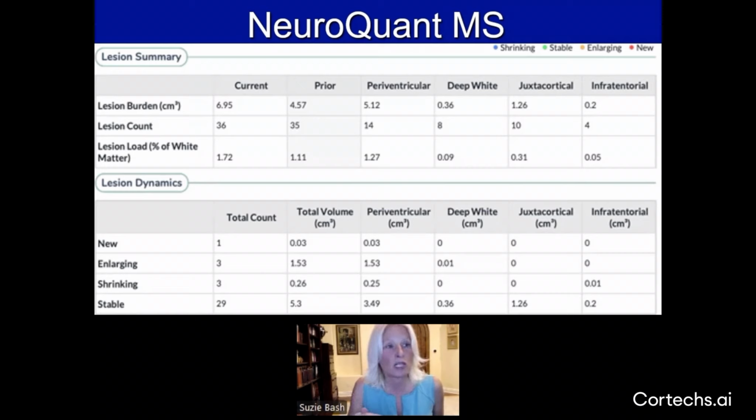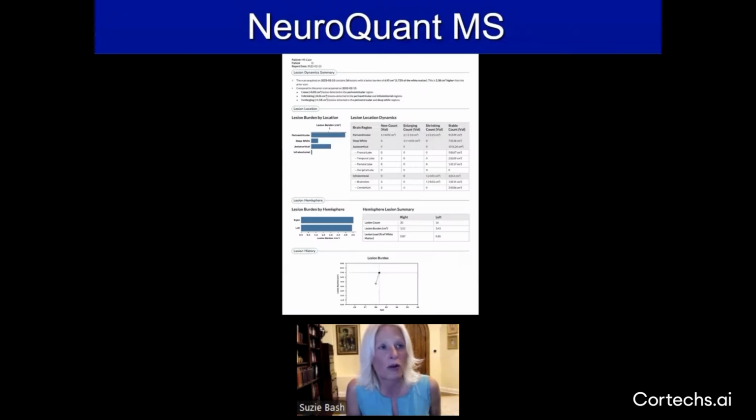In addition, it gives the lesion count on both the current and the prior study, and also gives the lesion load by percentage of white matter involvement. And then importantly, it gives the lesion dynamics. So we see here the count and the volume of new, enlarging, shrinking, or stable plaques, and also the location of the dynamic change since the prior exam.